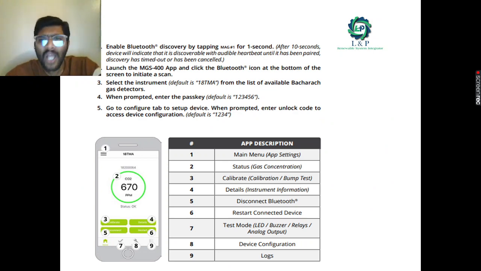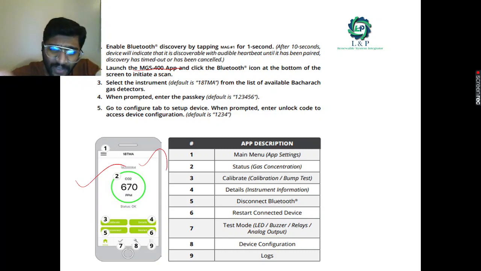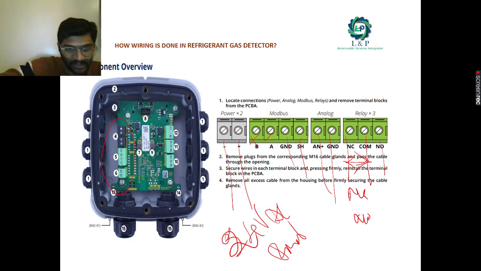First and foremost is how to connect it. First you need to install the MGS 400 app on your smartphone. Then you need to switch on Bluetooth in your smartphone as well as in the refrigerant gas detector device. If you press the magnetic tapping switch 1 for 1 second, the Bluetooth will get enabled.